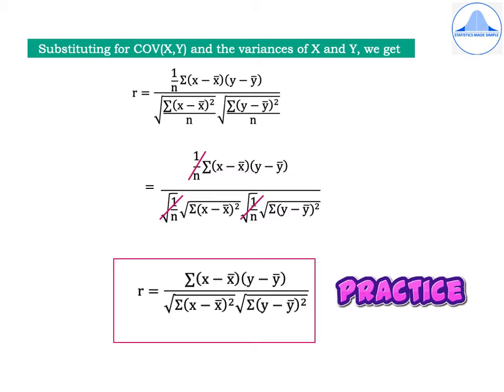So the final formula which we get for Karl-Pearson's correlation coefficient is R equal to summation x minus x bar into y minus y bar divided by root of summation x minus x bar the whole square into root of summation y minus y bar the whole square. Again here, the last step which is highlighted in a pink box is important.